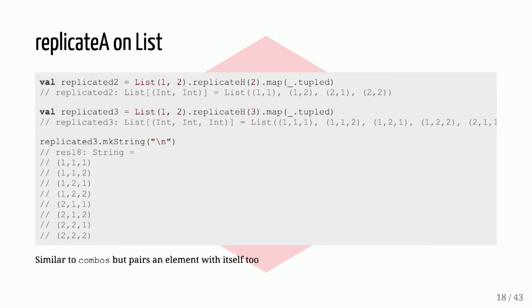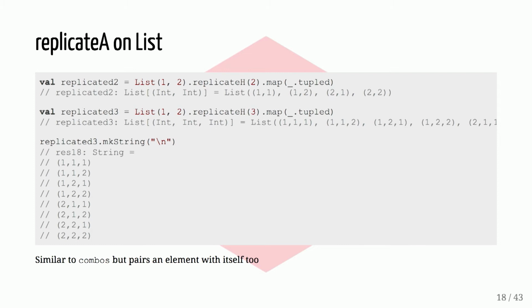Let's throw a list at it. So if we have a list of the elements 1 and 2, we replicate it twice. What does that do? Well, it gives us back the pairs of 2 elements. It returns all of those. This is different. It looks extremely similar to combinations, right? But the difference is it'll pair items with themselves. So we get 1 paired with 1.